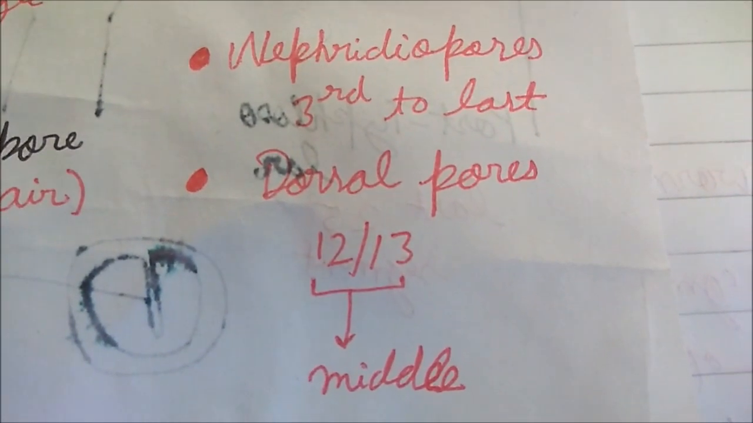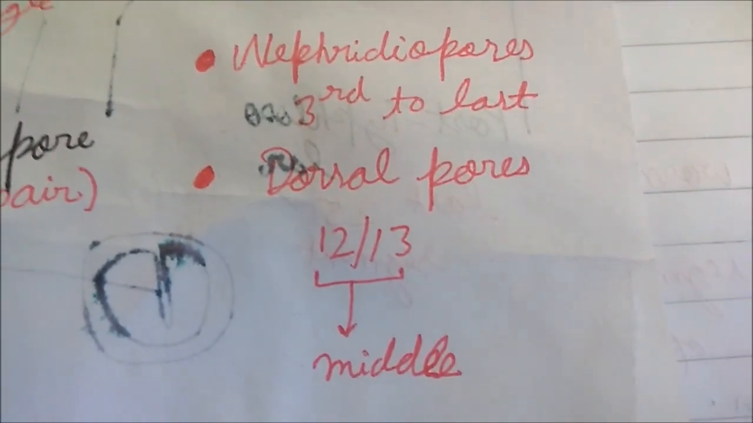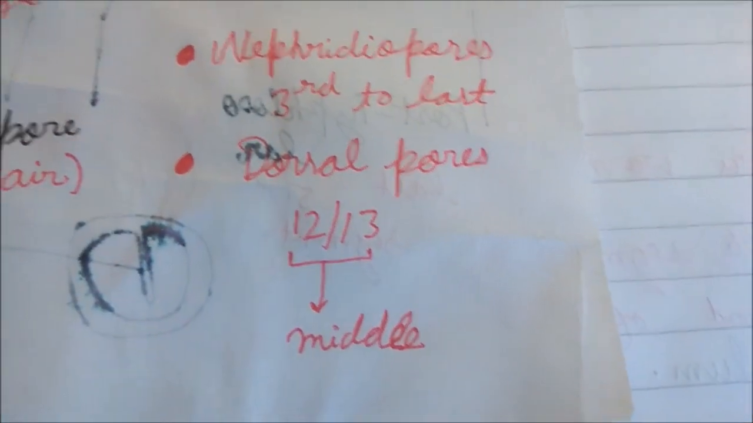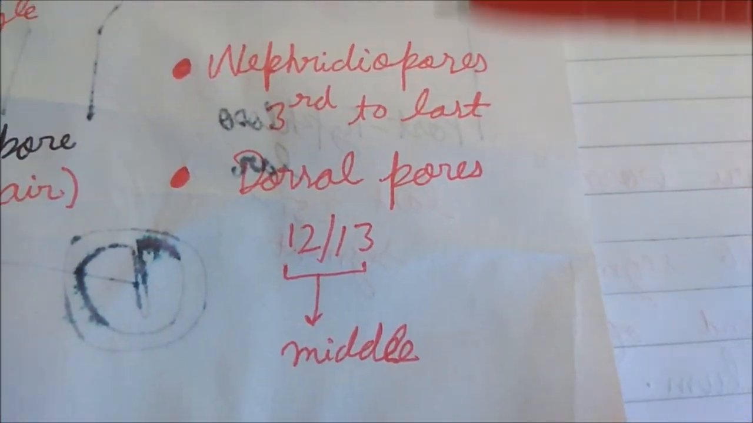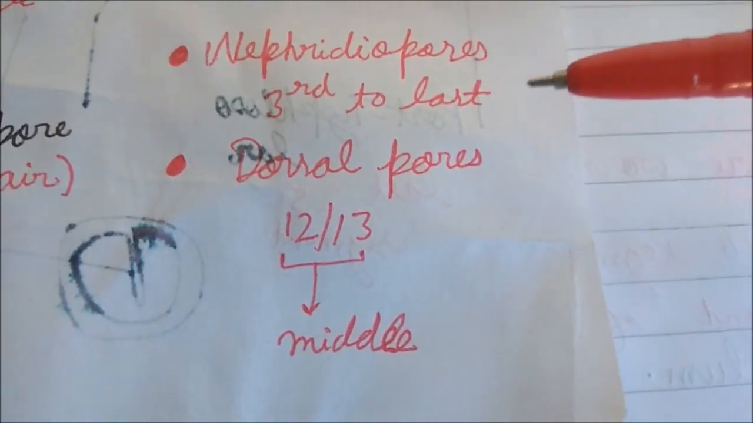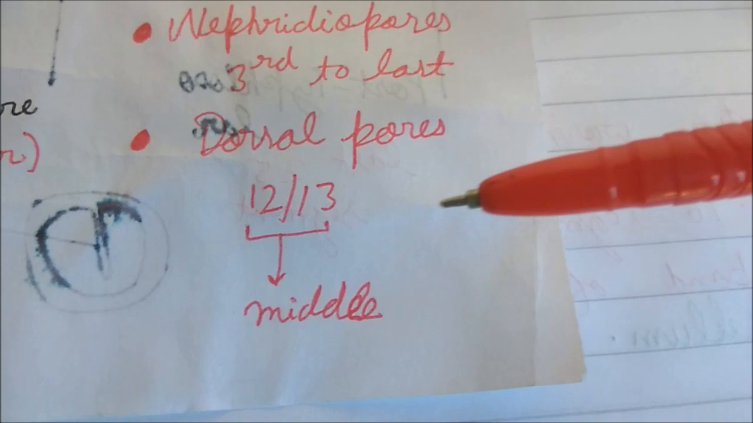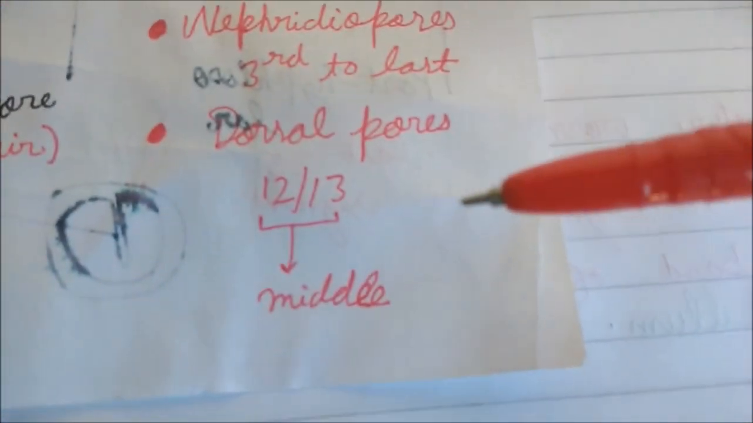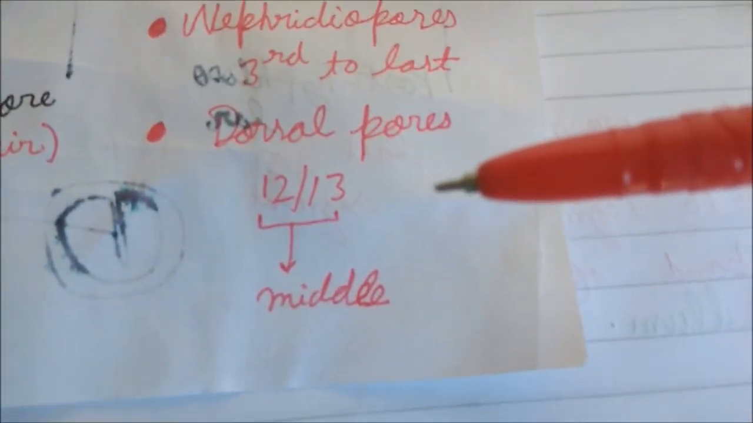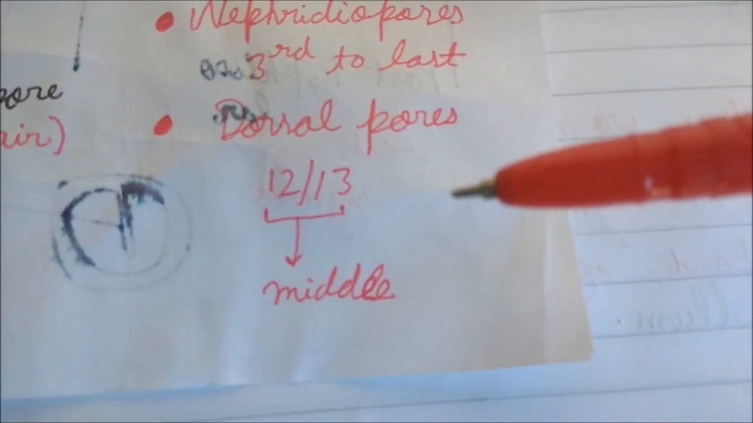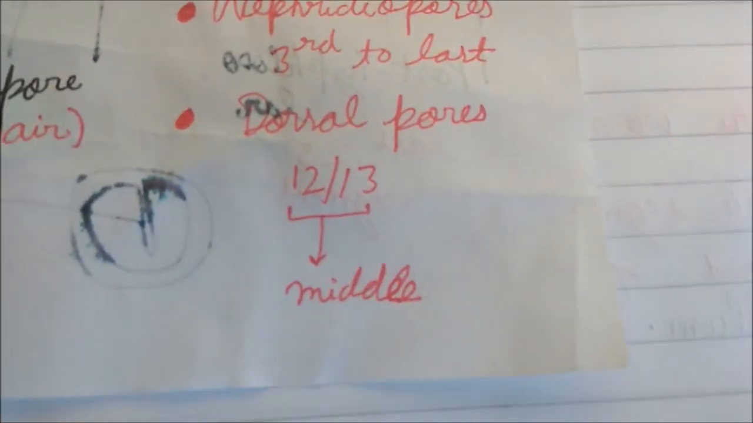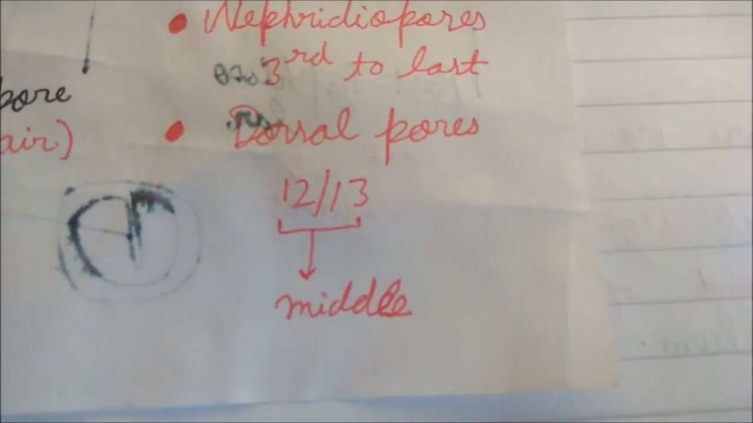Now we'll study the next kind of pore, that is nephridiopore. These are present from the third segment to the last. After that, dorsal pores. These are present in between the 12th and 13th segments, in the middle of the 12th and 13th segment.